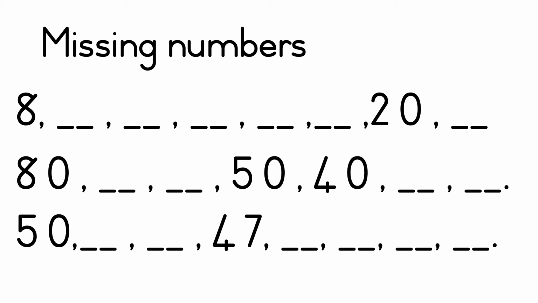And then our bottom one on this page, we are counting backwards in ones. So we start at 50, and then we write 49, 48, 47, 46, 45, 44, and 43 for our last one.